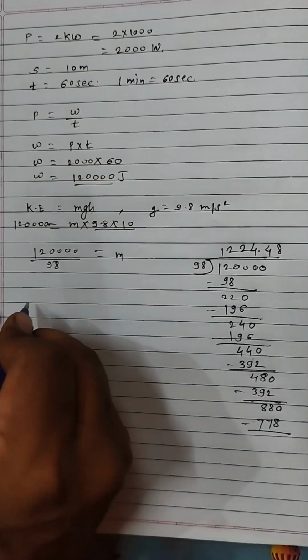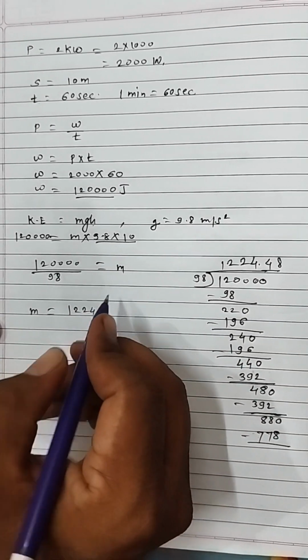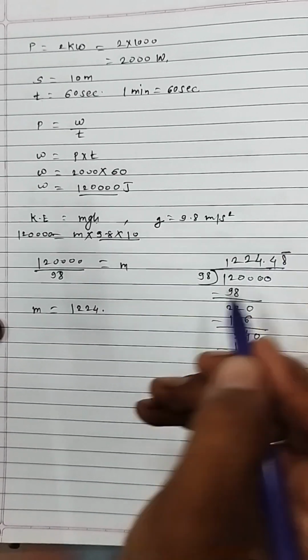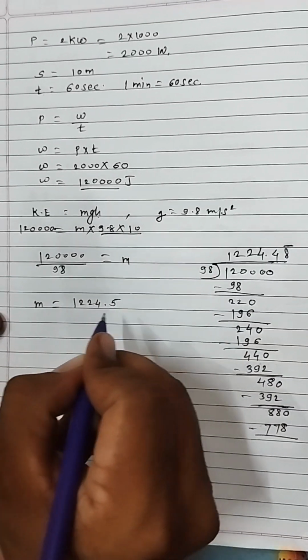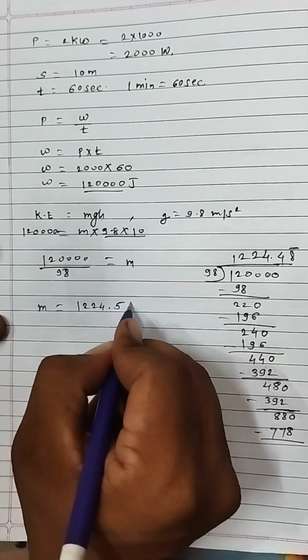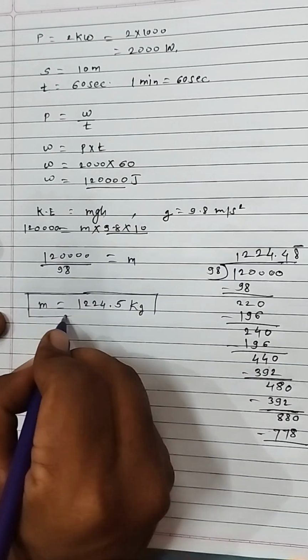So we are going to consider m is equal to 1224.48. After the second decimal there is 8, so it is more than 5, so we are going to consider 5. So mass is equal to 1224.5 kg. So like this we can solve this problem number 1.